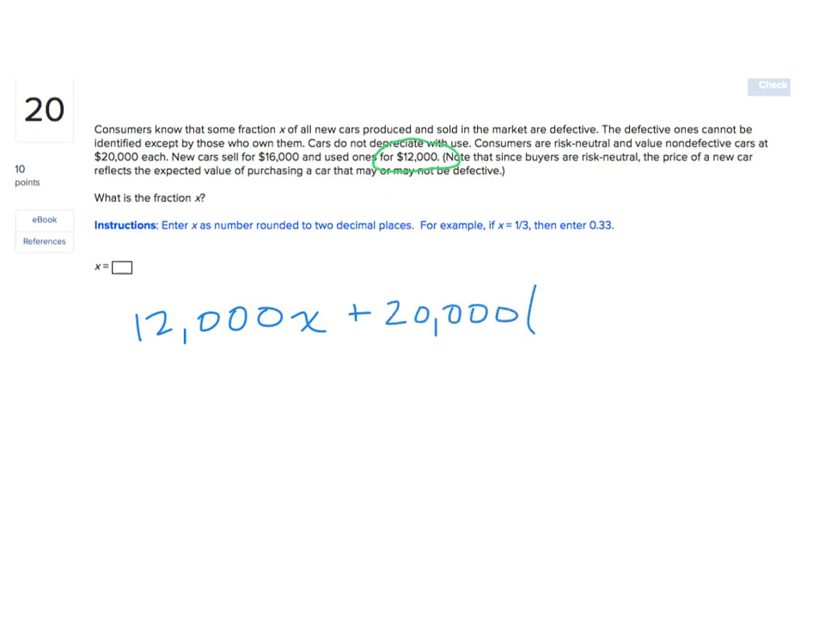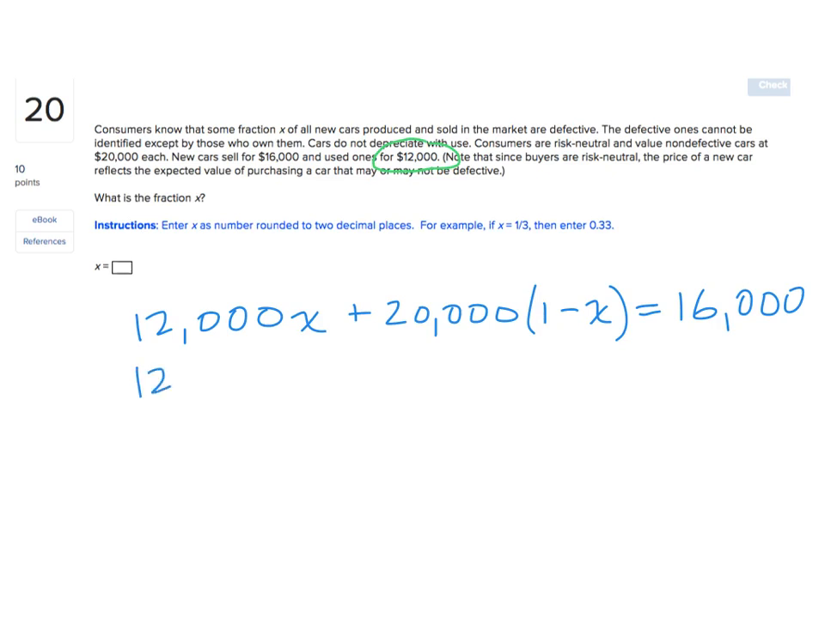And if X are defective, that means 1 minus X are not defective. There's only two possible states of a car in this problem. Obviously, in the real world, it's a little more complicated. Anyway, the new car price is that expected value. So now we have one equation, one unknown, and we can just solve this. So let's multiply out the 20,000 times 1 minus X and then isolate X.